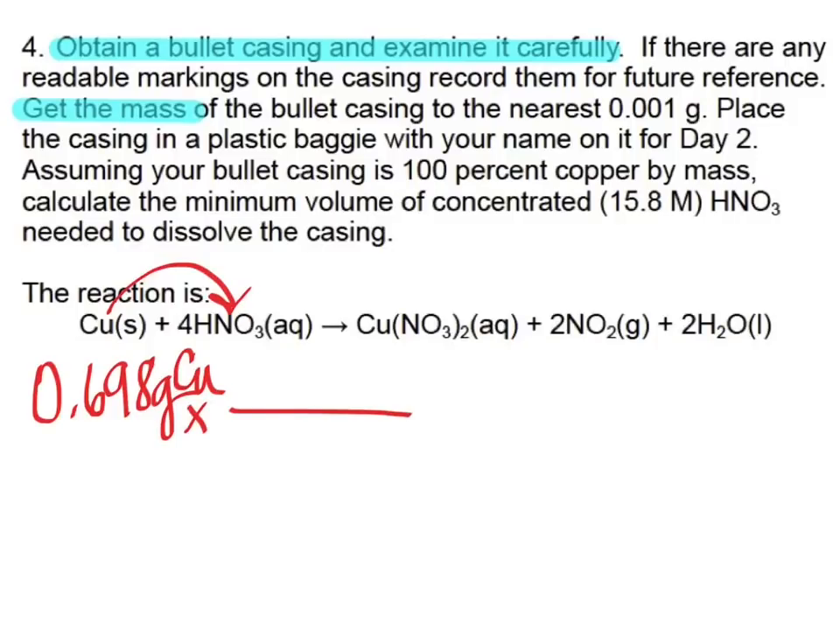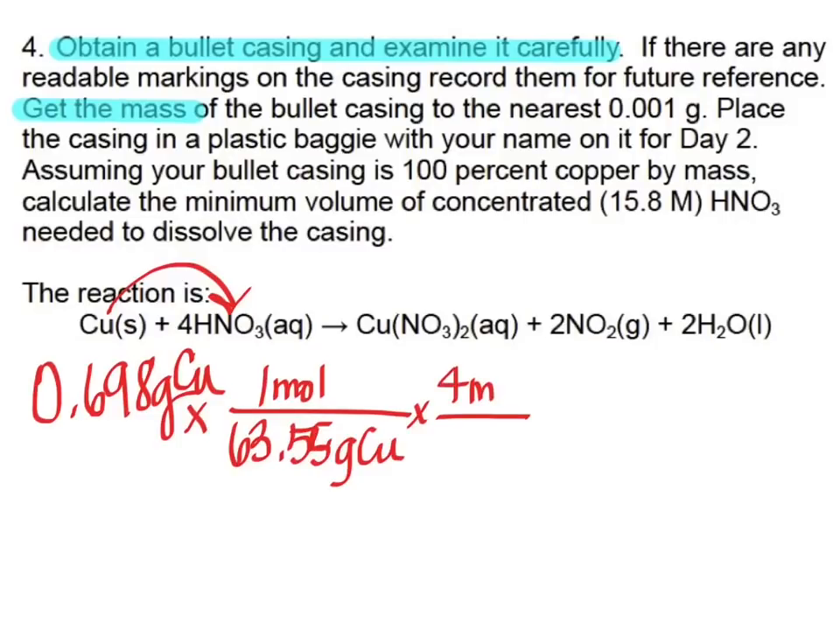So I need to get that to moles. So I need the molar mass of copper. 63.55 grams of copper for every 1 mole. What is our ratio of nitric acid to copper? 4 to 1. So 4 moles of HNO3 for 1 mole of copper.